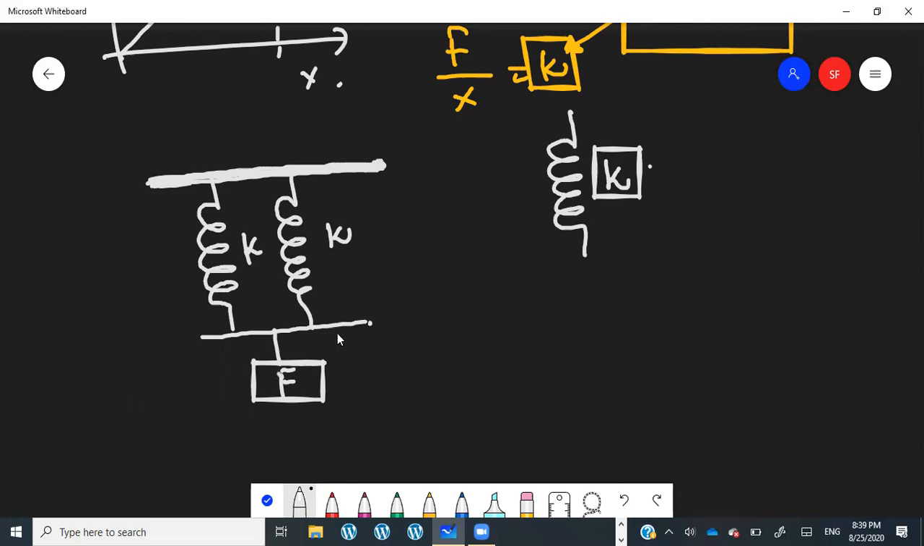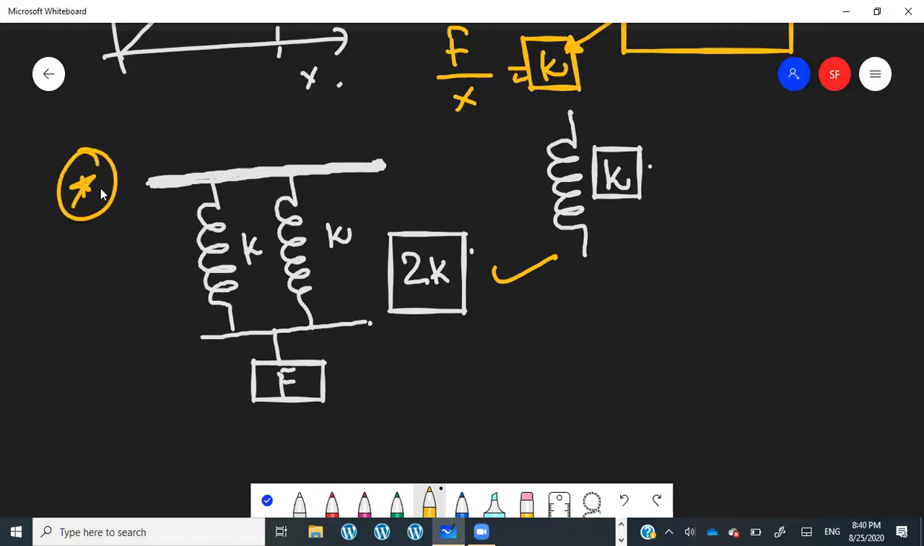The force is F. 2K. 2K, are you sure? It's going to be divided because there are two springs, so it's not going to be 2K. It is 2K, but you don't know why. You are saying that it's going to be divided.